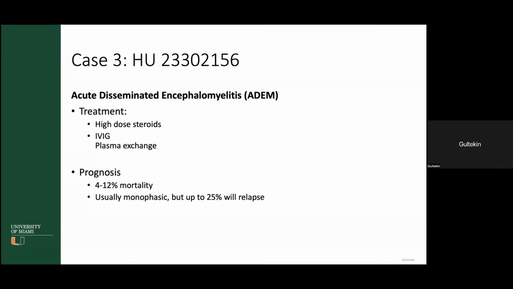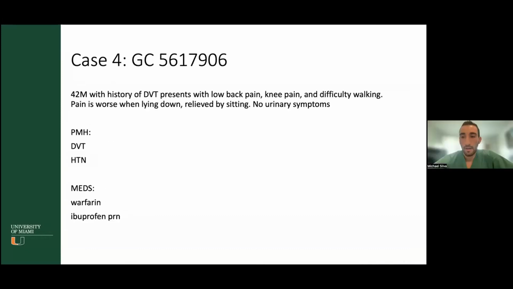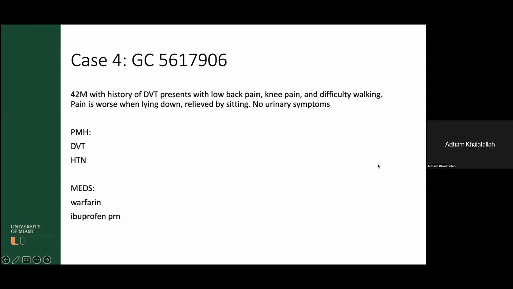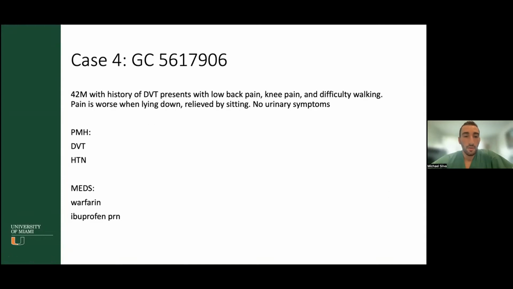All right. So our last case of this morning, Adam, are you there? Yep, I'm here. All right. So this is a 42-year-old gentleman with a history of DVTs on warfarin, presenting with low back pain, knee pain, saw his orthopedist for the knee pain, difficulty walking related to the knee and the back pain. He describes the pain as worse when lying down, improved when he sits, denies any urinary or bowel issues. Past medical history, as I mentioned, DVTs on warfarin, and some mild hypertension.